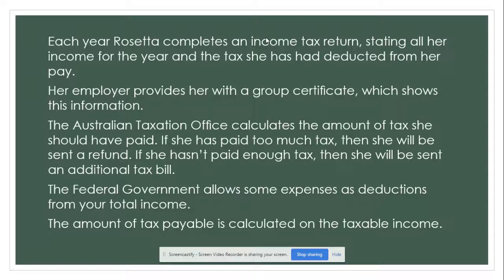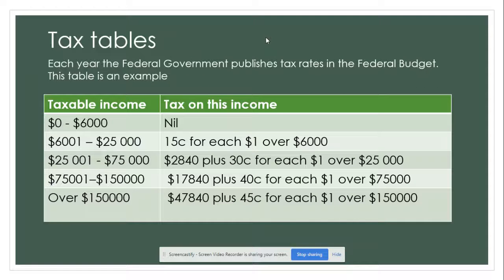So it depends on how much you earn, how much you have to pay. If we look here, this is an example of one. If you earn $0 to $6,000 a year, you don't pay tax. If you earn $6,001 to $25,000, you pay 15 cents for each dollar over $6,000. So you first of all work out how much you earn over $6,000, and then you pay 15 cents per dollar, however much you earn over that.